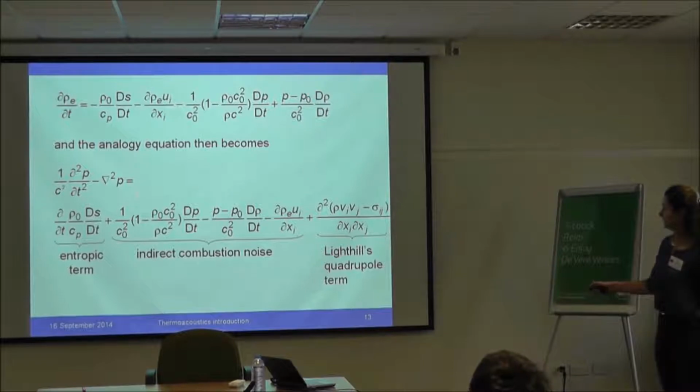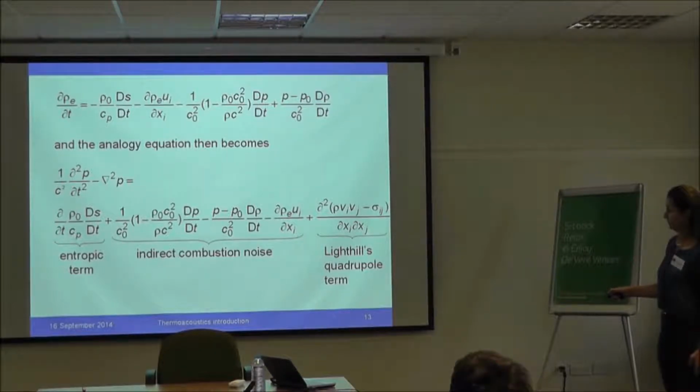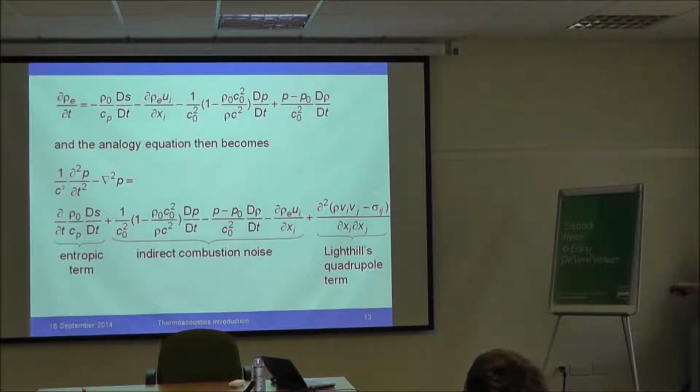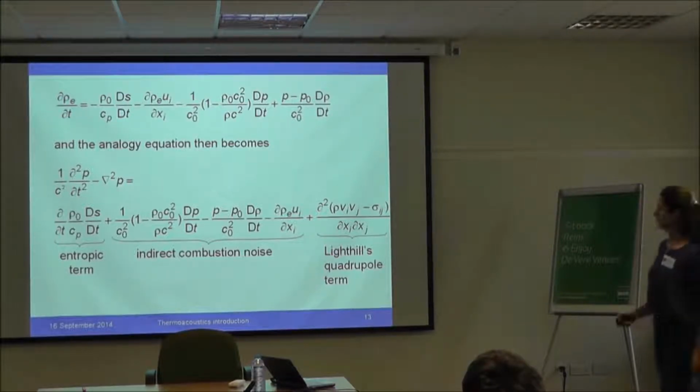On the left, as before, just a simple wave term, and on the right we have various source terms that we are going to identify. This one is the entropic term that includes the change of entropy. I'll skip to the last one. This is Lighthill's quadrupole term, and all the rest in the middle is typically referred to as indirect combustion noise, and we are going to look at that in a bit more detail.